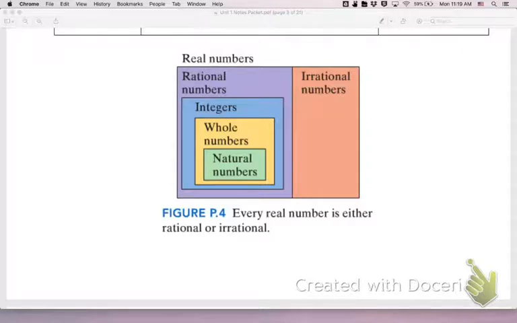This is a Venn diagram. It's kind of weird that it's rectangles instead of bubbles, but this is a Venn diagram, so you can see where they overlap. The natural numbers are all whole numbers, but not all of the whole numbers are natural numbers. All of the integers are rational numbers, but not all rational numbers are integers. So you can work from the inside out and still be included, but not from the outside in.